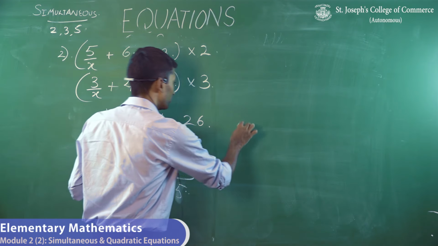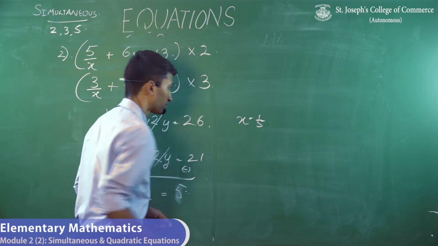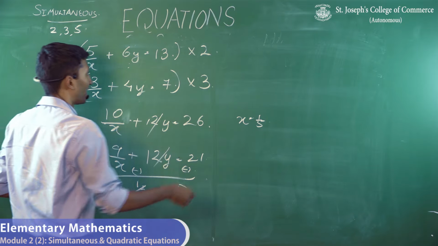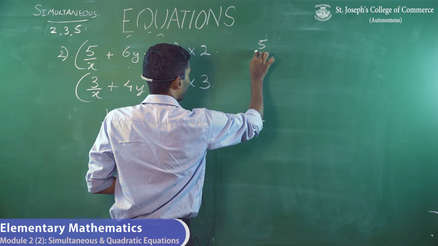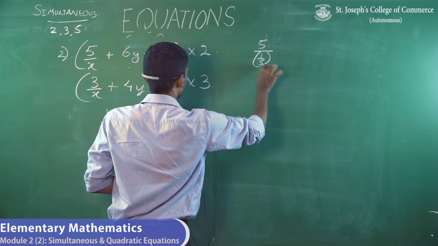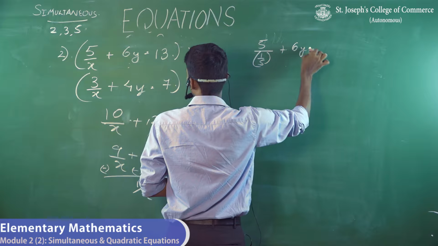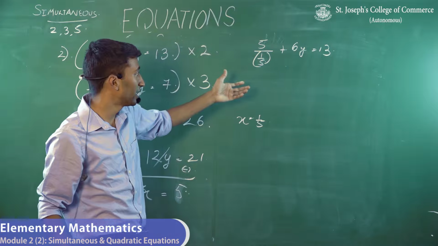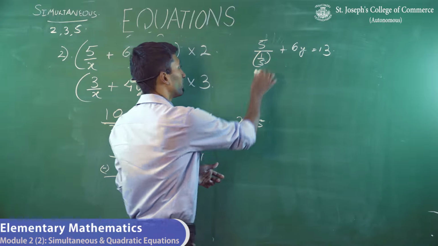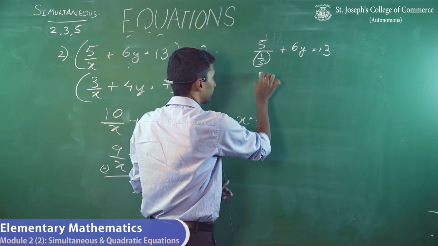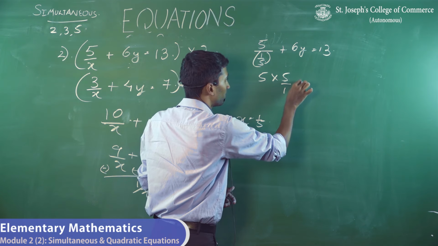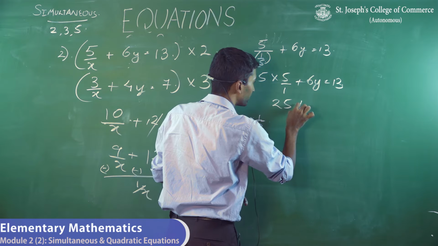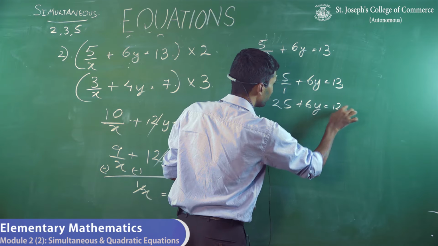So x is equal to 1 by 5. Now substituting x back into the equation would give you y. So in this case, it will be 5 by 1 by 5 plus 6y is equal to 13. Since 1 by 5 is in the denominator, you have to reciprocate it, which would mean 5 will go to the numerator as 5 into 5 by 1 plus 6y is equal to 13, which would be 25 plus 6y is equal to 13.